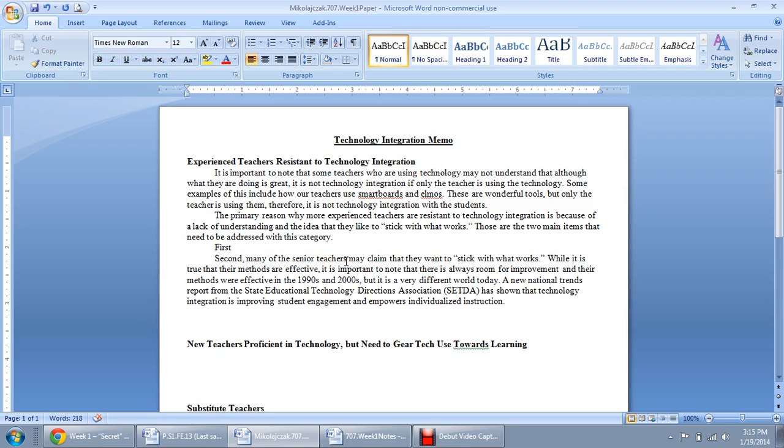what I'm hitting on in the second point, with teachers like to stick with what works, that's their methods have been proven to be effective. But it's important to remember they were effective in the 1990s and in 2000s. And it's a different world today. Students themselves, as my preliminary research showed, have a different learning preference today than they did 10 to 20 years ago. So it's important to note that there needs to be changes as the students are changing, and this shows that student engagement is improving due to technology integration. The end I'm going to put down here.